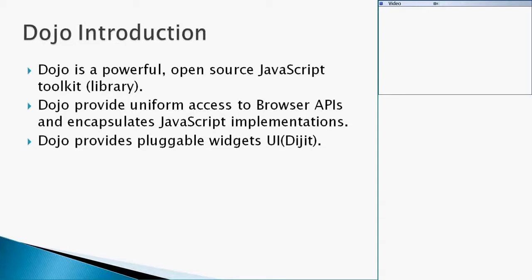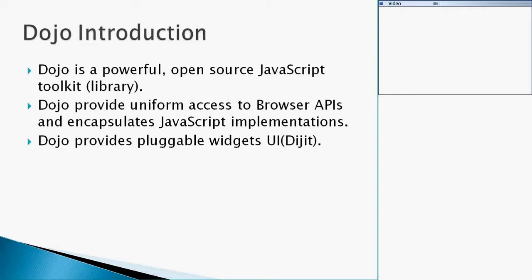So, what is Dojo? Dojo is basically a toolkit written as a JavaScript library, which can help you develop web applications in a pretty fast way. It can save your time and your effort. It's quite powerful and provides a lot of functionality. It's open source, and all the source is available.